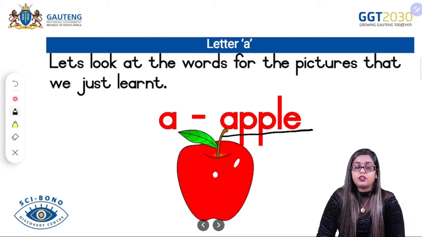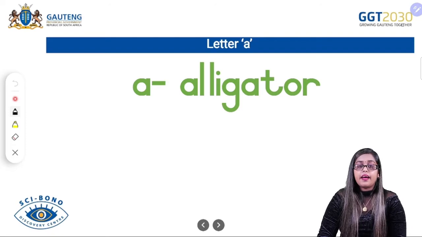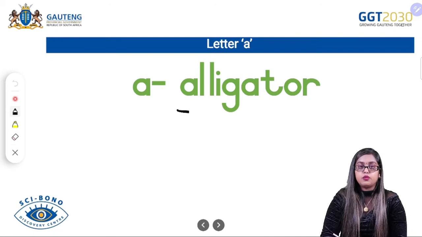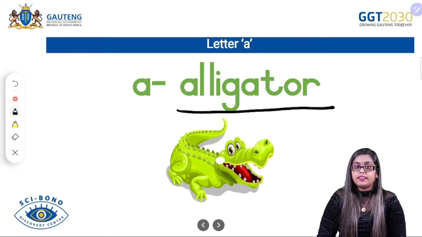There's the yummy picture of the apple as well. Let's go to the next picture. A for alligator. Alligator is quite a long word. So let's spell it. A, l, e, g, a, t, o, r. Alligator. Ooh, very good. And here we are with our lovely green alligator.